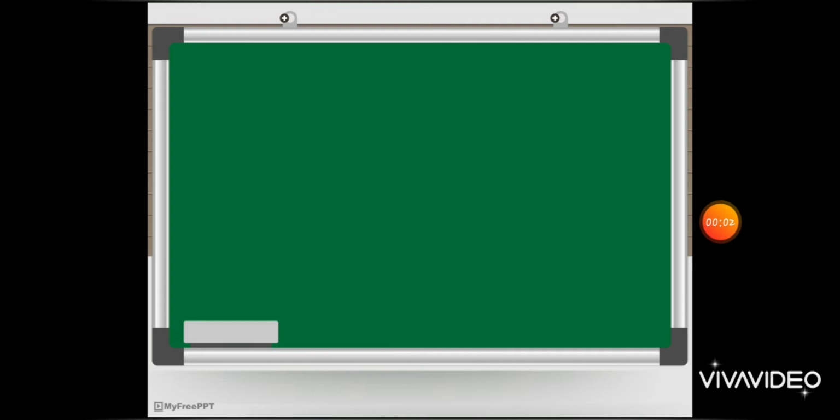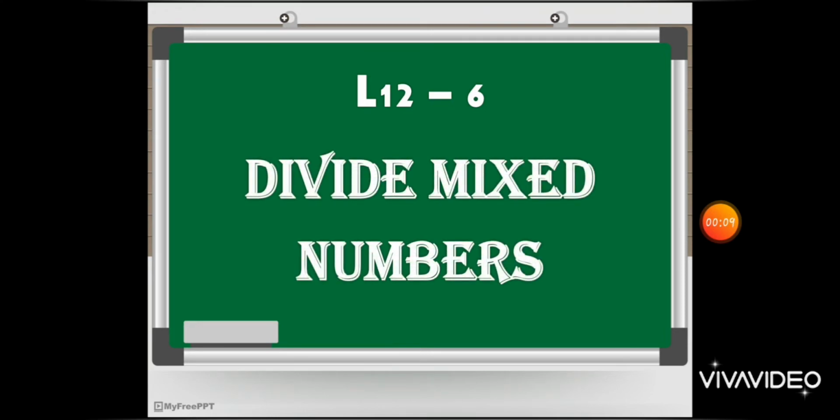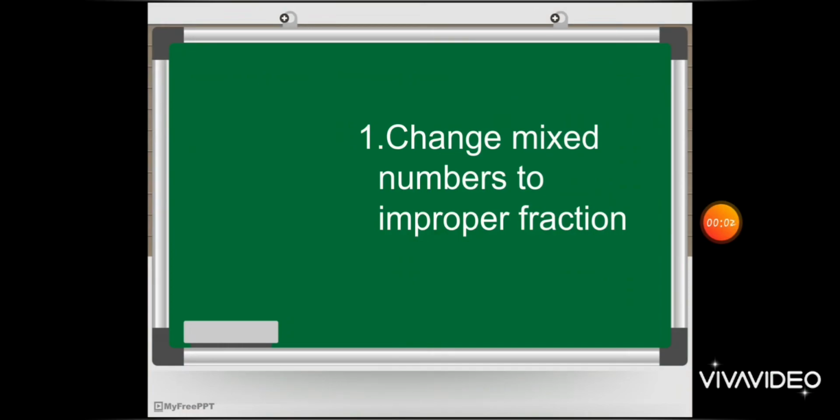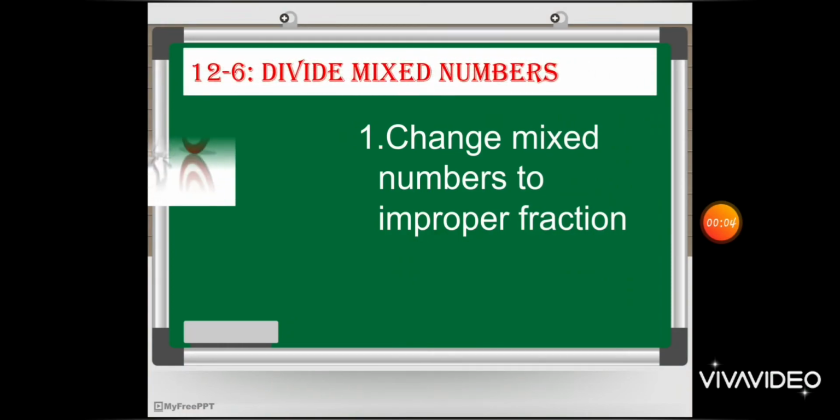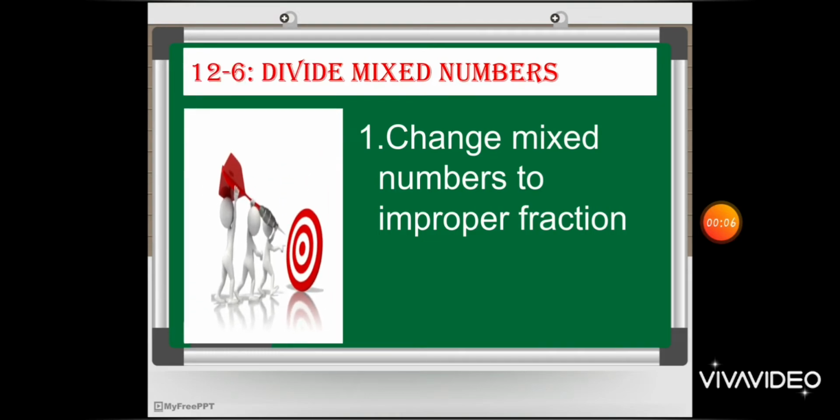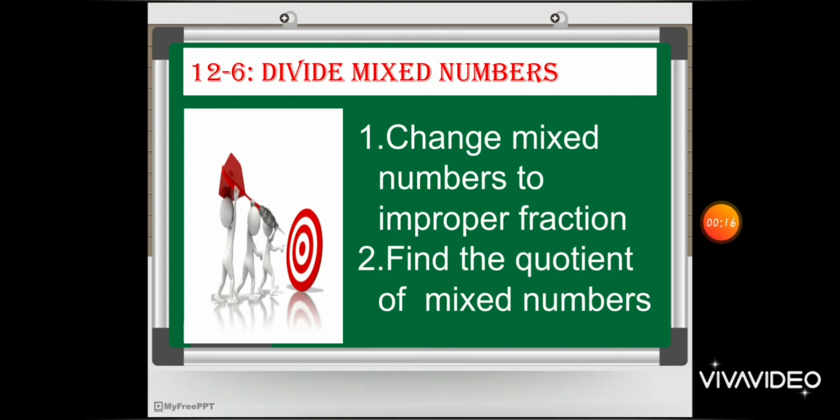Are we all set? We are now with lesson 12-6, that is, dividing mixed numbers. For our targets for today's lesson: first, change mixed numbers to improper fractions, and second, find the quotient of mixed numbers. All of you are expected to be able to do these skills at the end of the lesson.